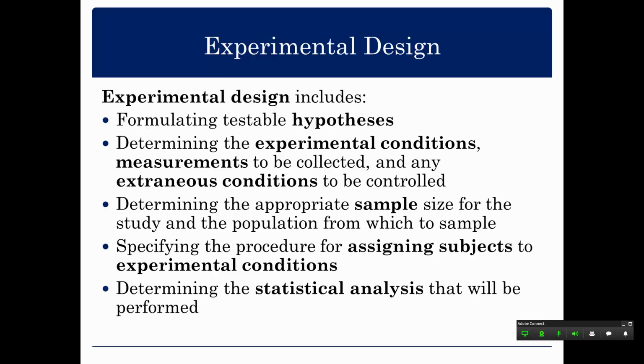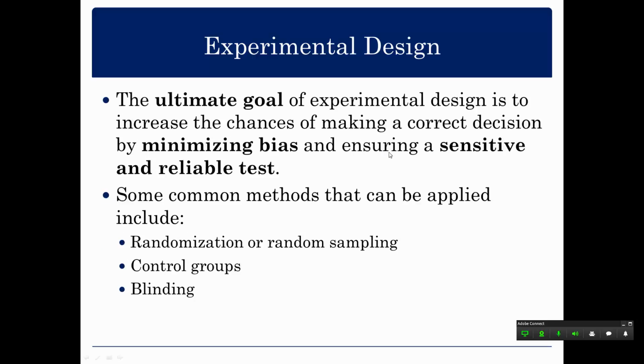You have to, of course, determine the appropriate sample size for the study based on what you're actually trying to do with it. You have to make sure that you understand the population from which you're going to sample. That comes into play about what are you trying to generalize these results to? Is it this larger patient population, or is it a more specific subset of that population? Make sure that you're actually sampling from the population you're trying to infer about. Specify the procedure for assigning subjects to experimental conditions. That's randomization if possible, and there are different variations on randomizations that we'll talk about briefly today. And then, of course, determine the statistical analysis that will be performed.